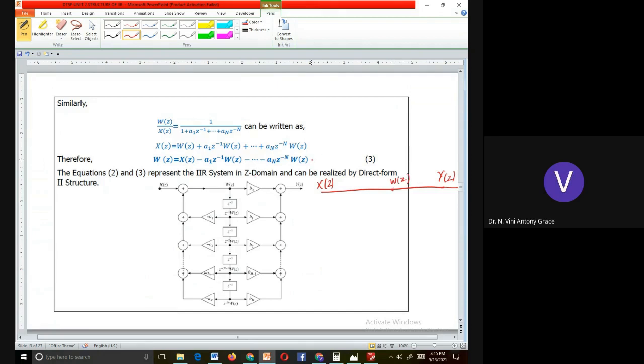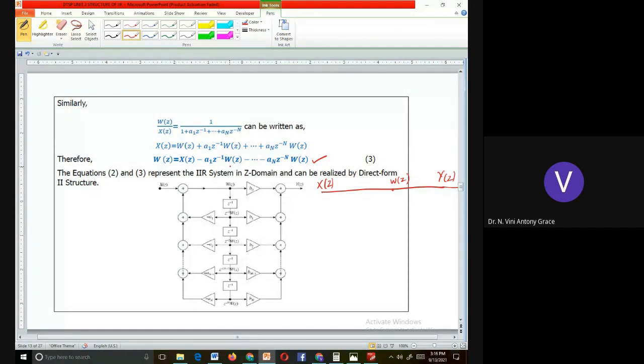First, let us draw the structure for this equation. See, this has the input terms, right? Here, X of Z is the input, W of Z is the output. So let us consider this equation and draw the structure for it. We have taken X of Z as the input and W of Z is the output. Now what is the term here? X of Z goes directly. So this X of Z reaches the output directly without any constant multiplier. Keep it as such. Next term is minus A1 Z inverse W of Z.